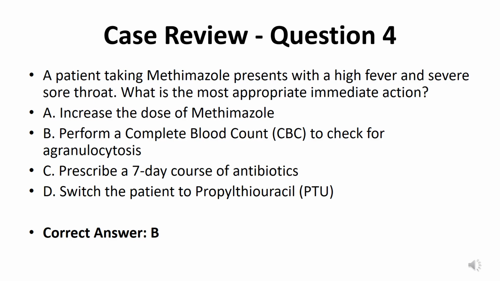Option D, switching directly to propylthiouracil, is also inappropriate. Propylthiouracil is another thionamide and can also cause agranulocytosis. Because these drugs share similar mechanisms and toxicities, switching from one to the other after agranulocytosis is generally avoided. This case highlights an important pharmacology principle. Even medications commonly used in outpatient endocrine management can occasionally produce rare but life-threatening adverse reactions.